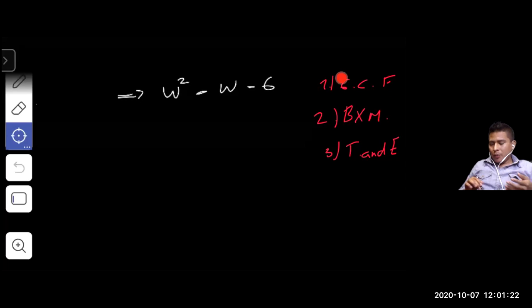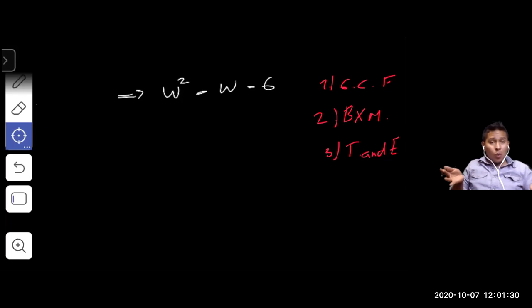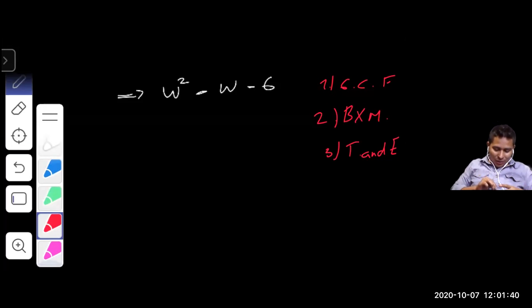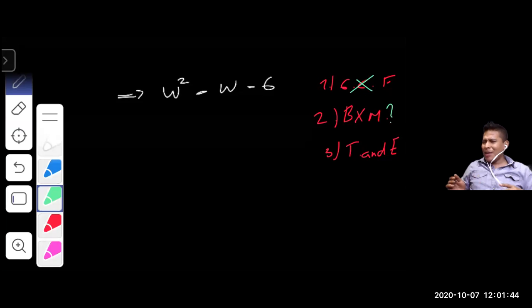We want to take a look if we can use the 3 methods that we already know. The greatest common factor: 1, 1, and 6. Do they have something in common different than 1? Of course not. What about W? W is here, W is here, but W is not here, so we don't include it. Okay, we rule this out. What about the big X method? Can I use it, guys?